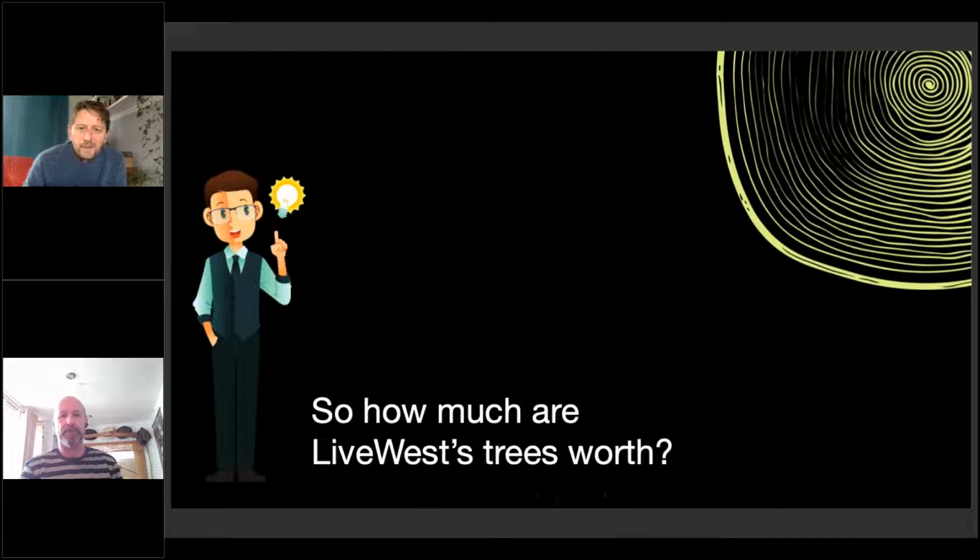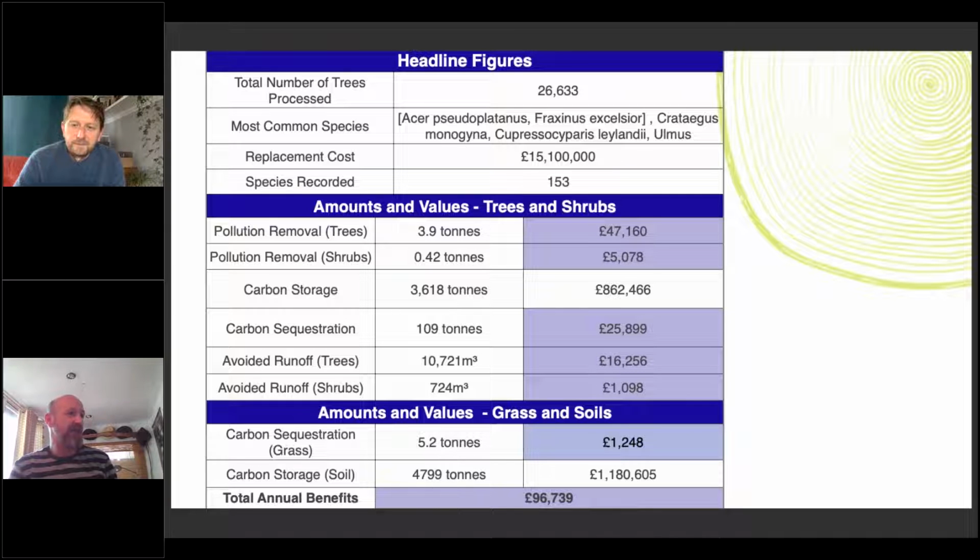So I suppose the golden question is: how much are Live West trees actually worth, Rob? Well, the survey came back with some really interesting numbers. The total replacement cost was over £15 million for the 26,633 trees that we processed in the report, which is a significant number. And 150 species, which I would never have guessed we had before we started this project. You can see in the chart some of the other values that came out of it.